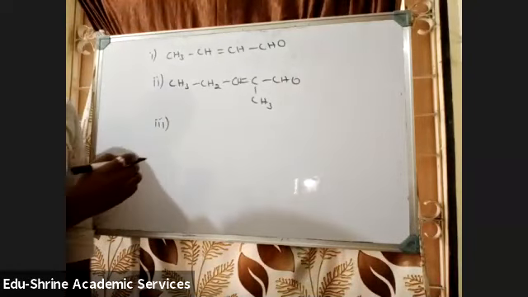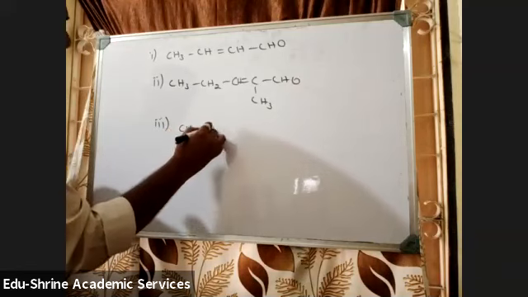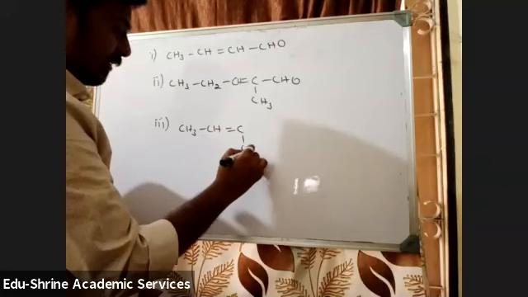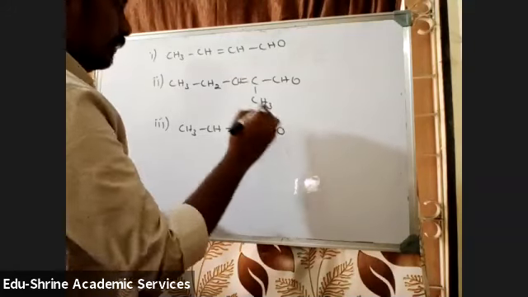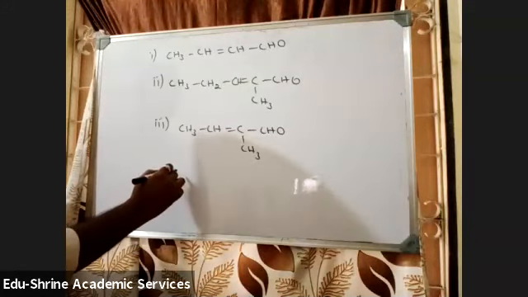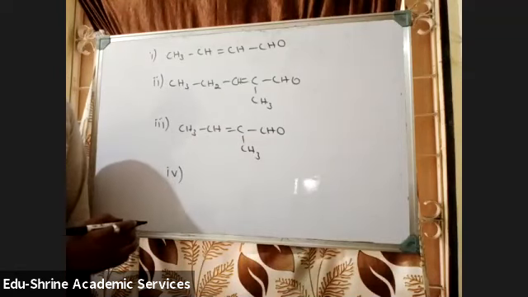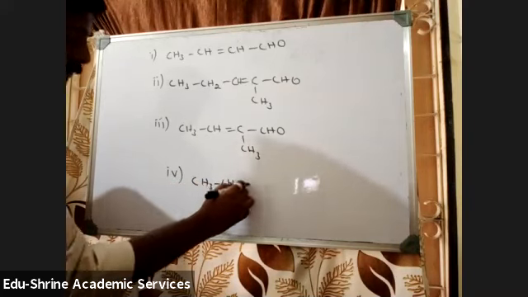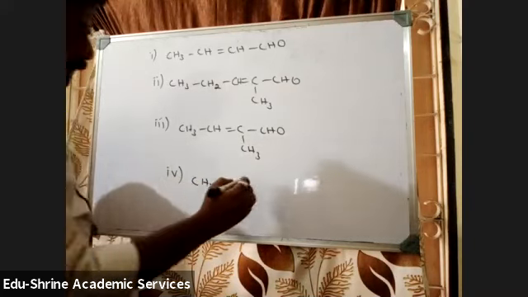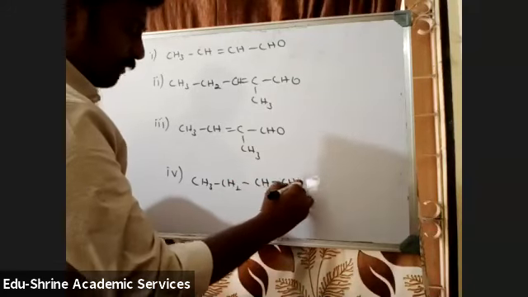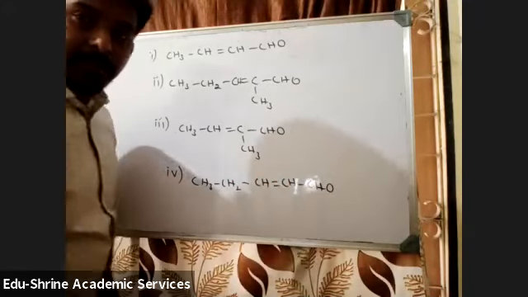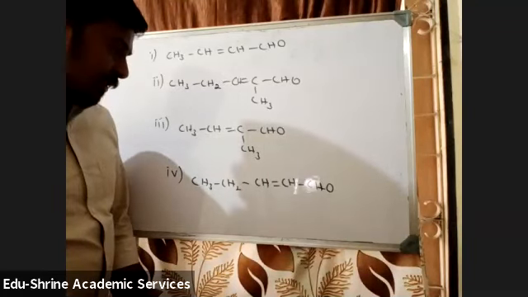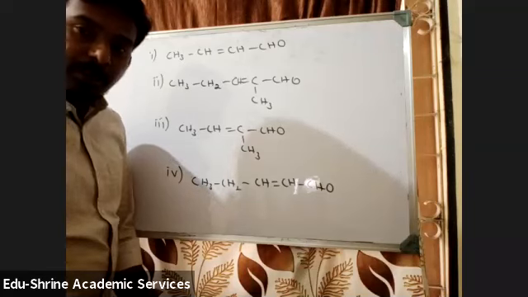Third product we got is CH3-CH=C-CH3-CHO. Third product. Fourth product we got is CH3-CH2-CH=CH-CH. This is the correct order. Once check, students. Is any order reversed? Correct order this is.